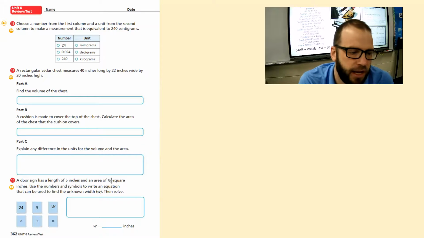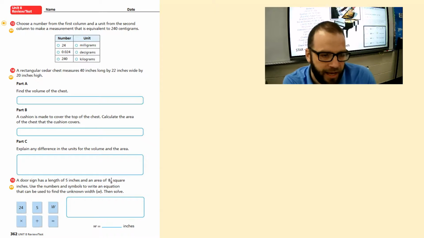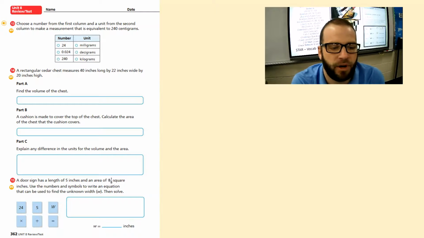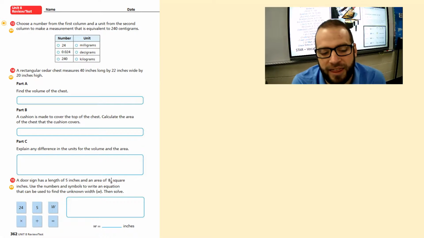A door sign has a length of 5 inches and an area of 8 1/8. Okay, so we have a length and we have an area, and you are going to try to find the width. Remember, length times width equals area, so 5 times something equals 8 1/8. You're going to then try to figure out what that something is.